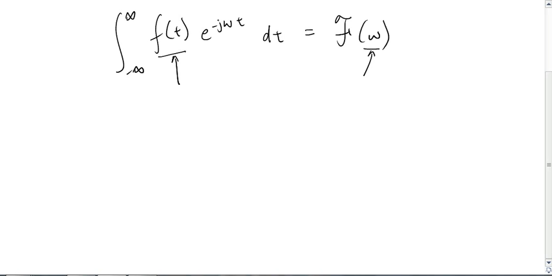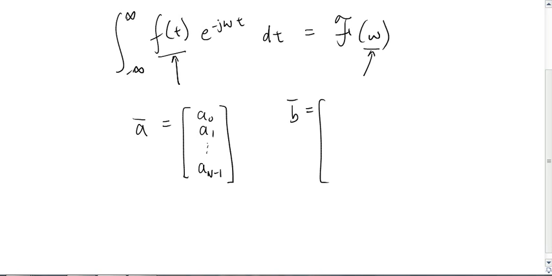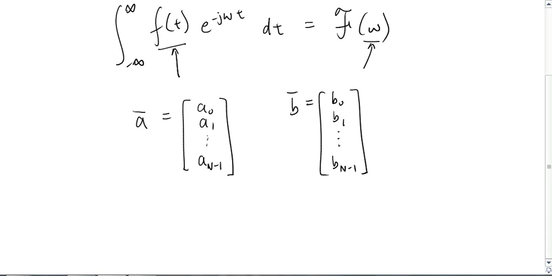Okay, so starting off, let's assume we have two vectors. What we'll do is write down the components of these two vectors. The first vector is a, and the second vector is b. These two vectors have identical dimensions. They have a total of n terms each, capital N.